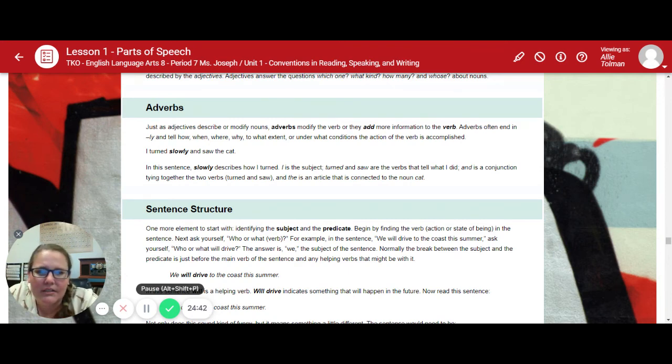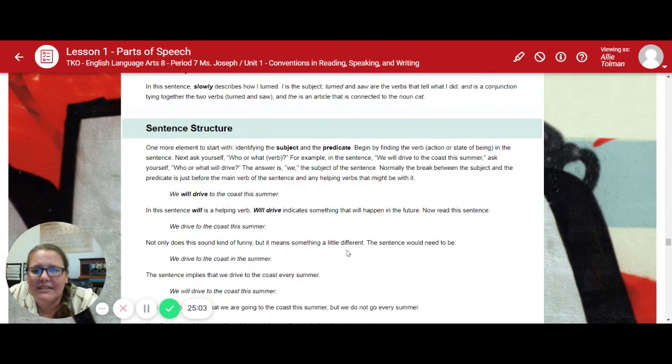I is the subject. Turned and saw are the verbs that tell what I did. And is a conjunction tying together the two verbs, turned and saw. And the is an article that is connected to the noun cat.